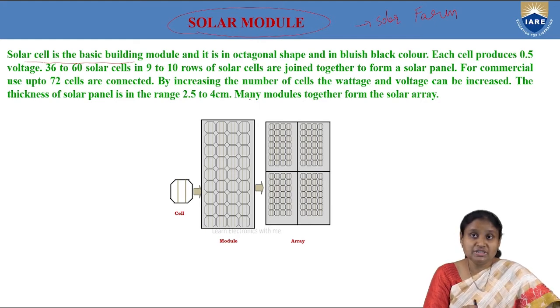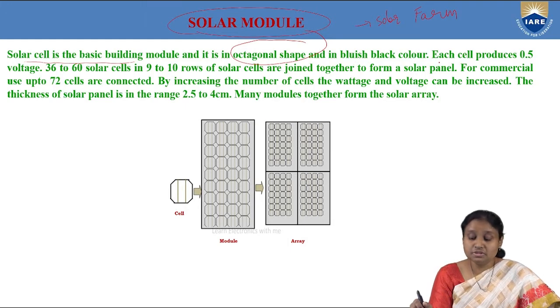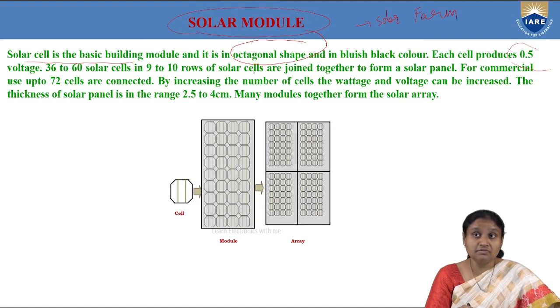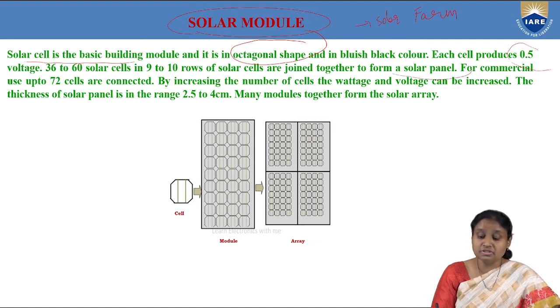And what is the shape? It is in octagonal shape, and as you can see, it is a bluish black color. Each cell is going to produce around 0.5 volts. So if we make use of about 36 to 60 such solar cells, arranged in 9 to 10 rows, and they are joined together, that is going to give a solar panel.